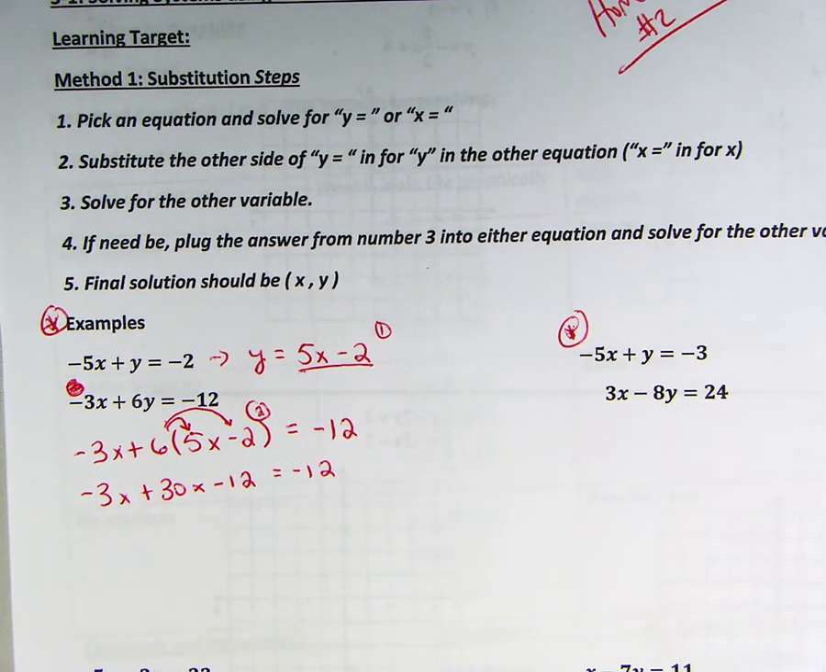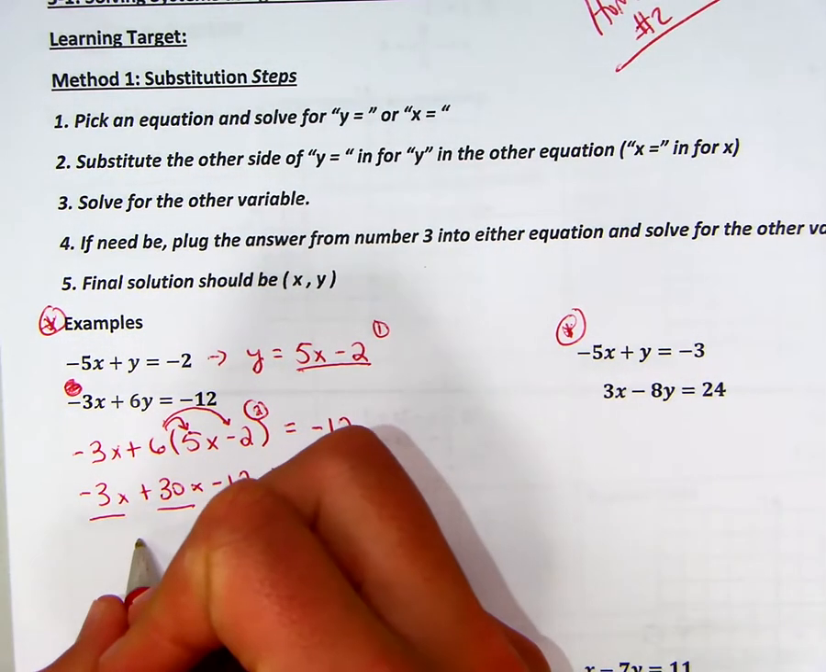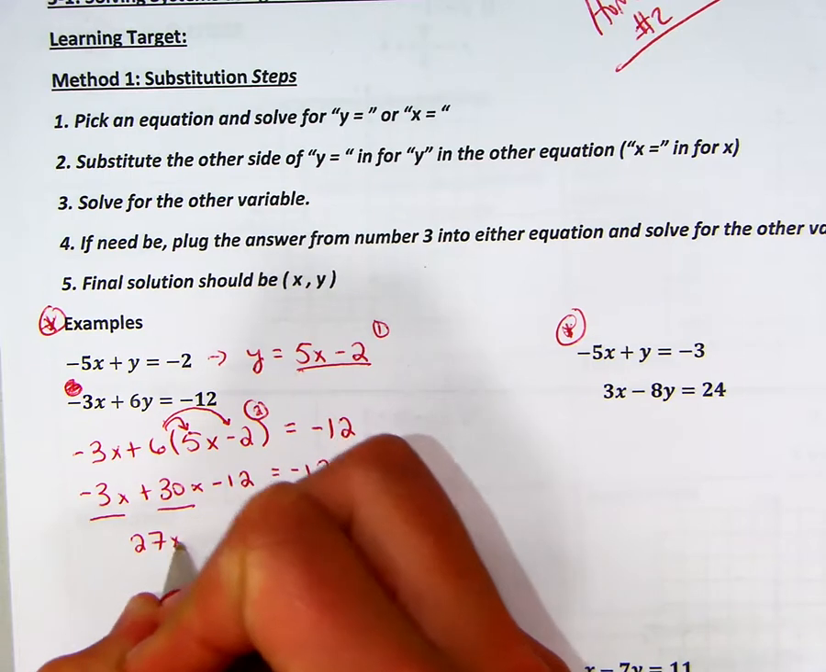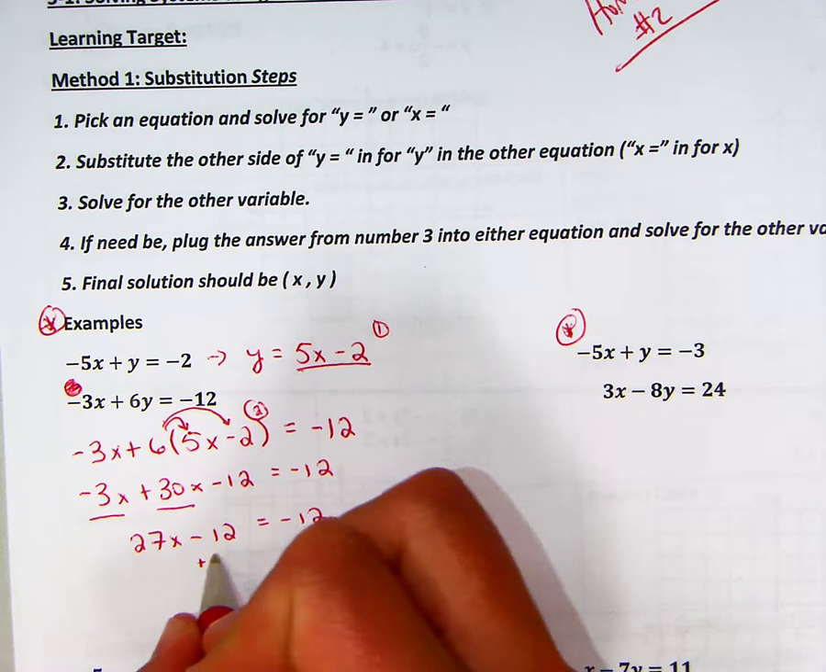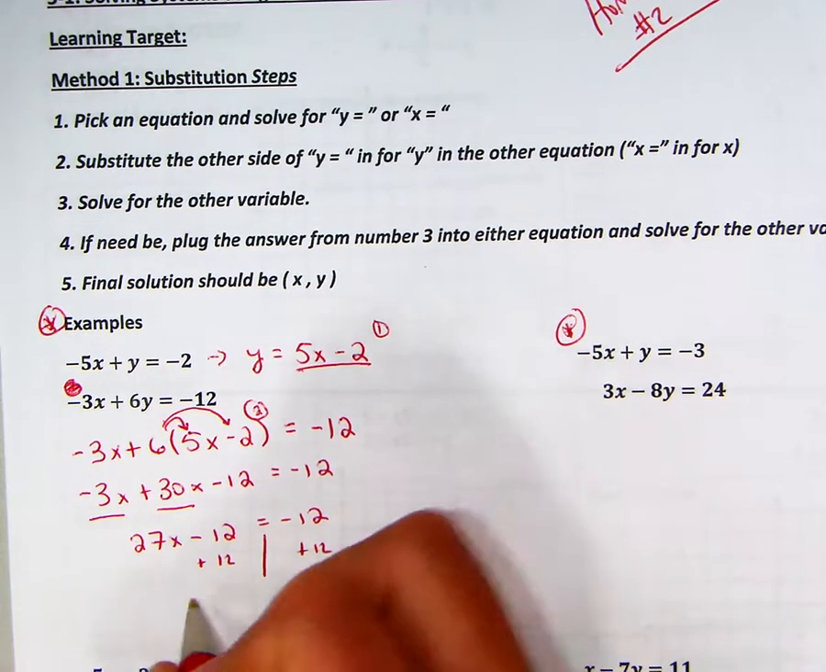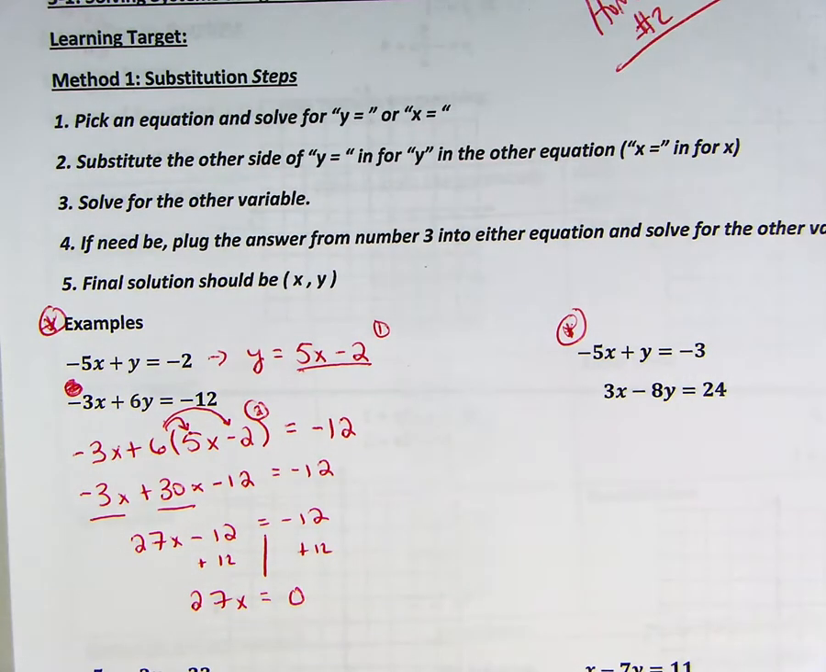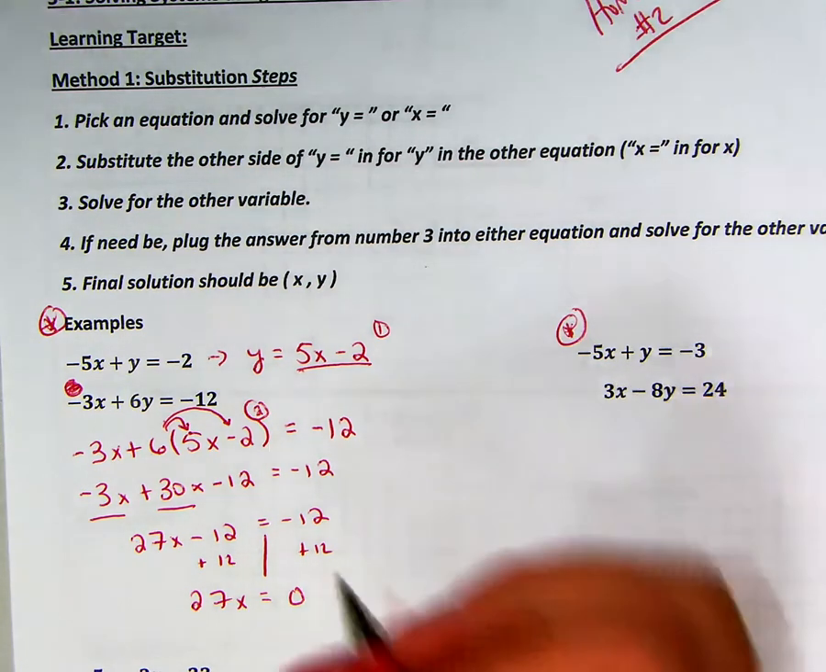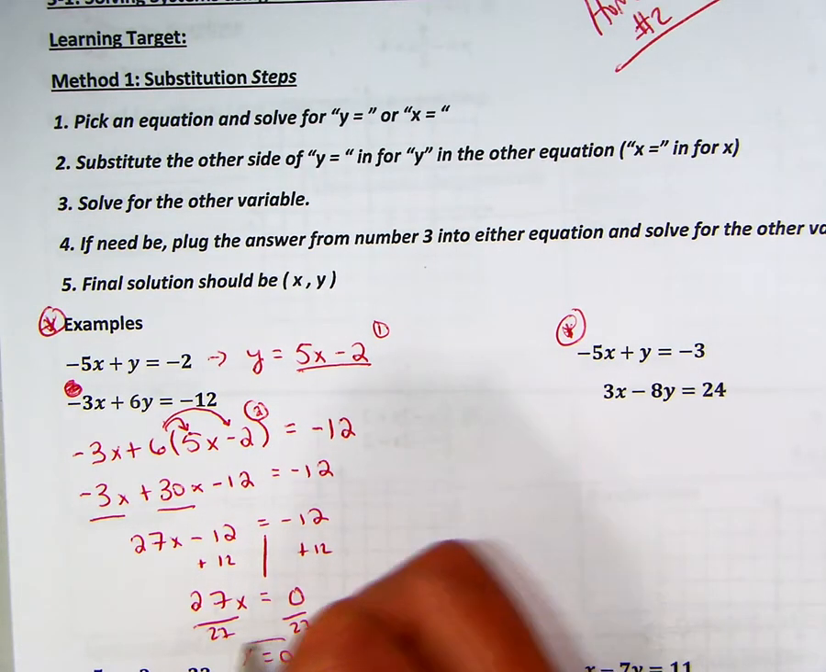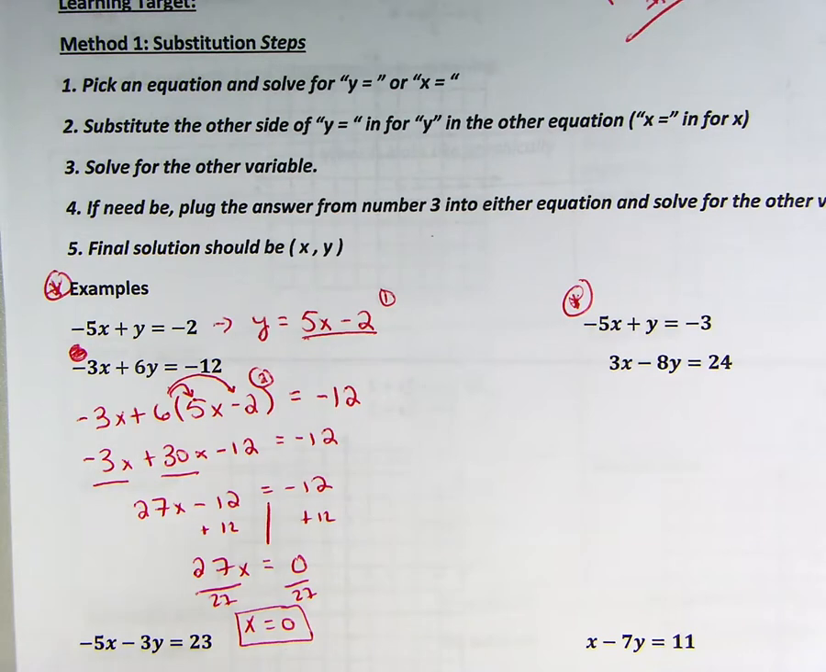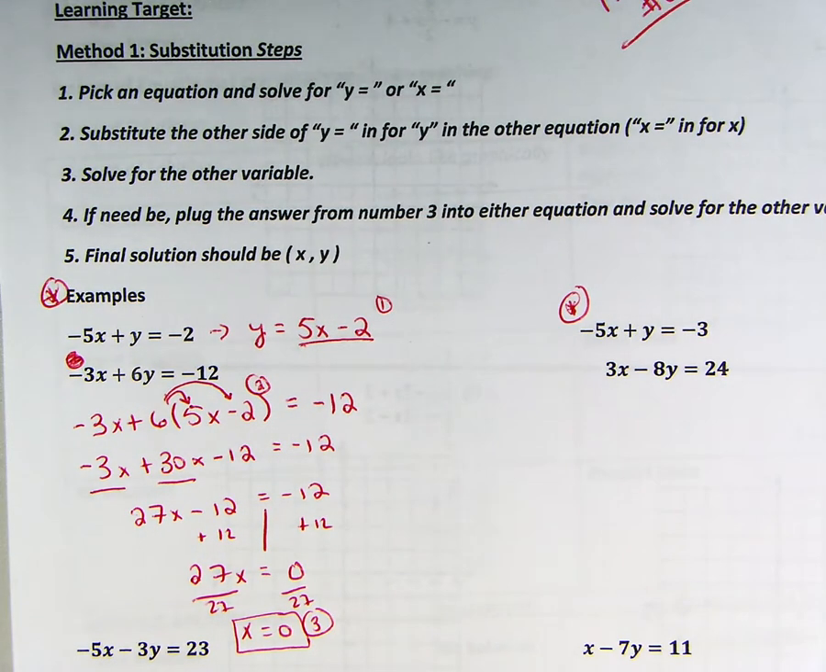Now I'm going to combine my x's because they're like terms. So I get 27x minus 12 equals negative 12. I'm going to add 12 over, so I get 27x equals 0, because negative 12 plus 12 is 0. Then divide by 27, and I get x equals 0. So now I have my x. Doing all that work was number 3.